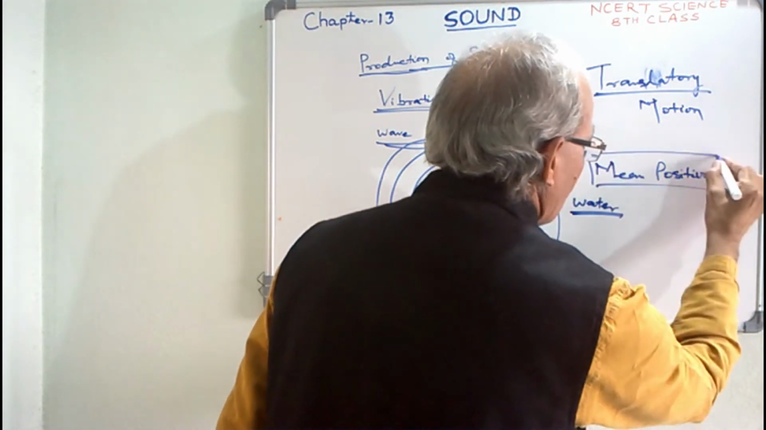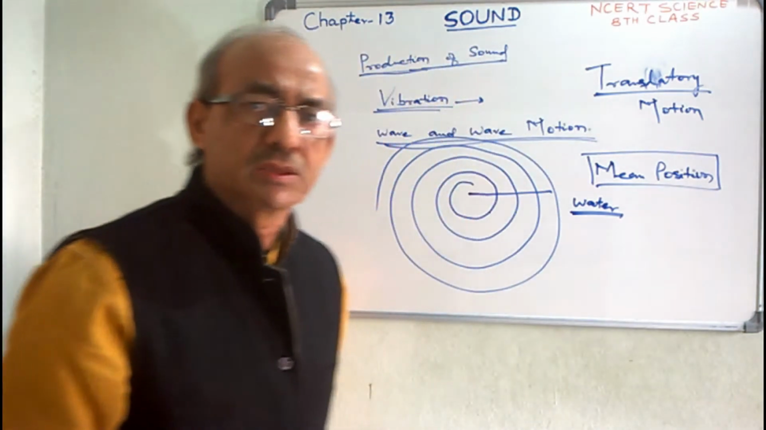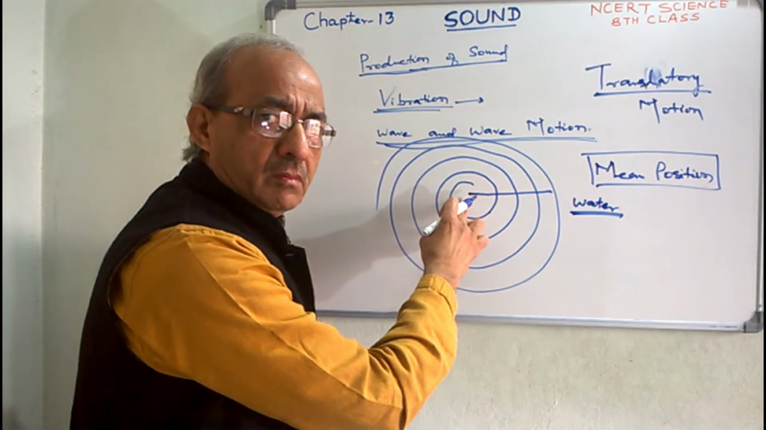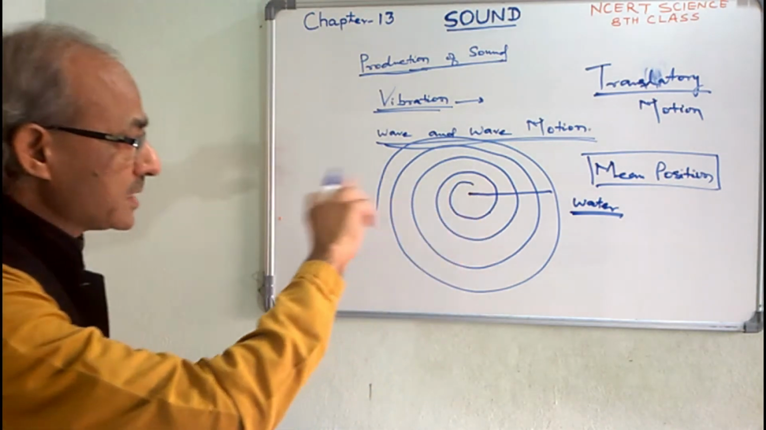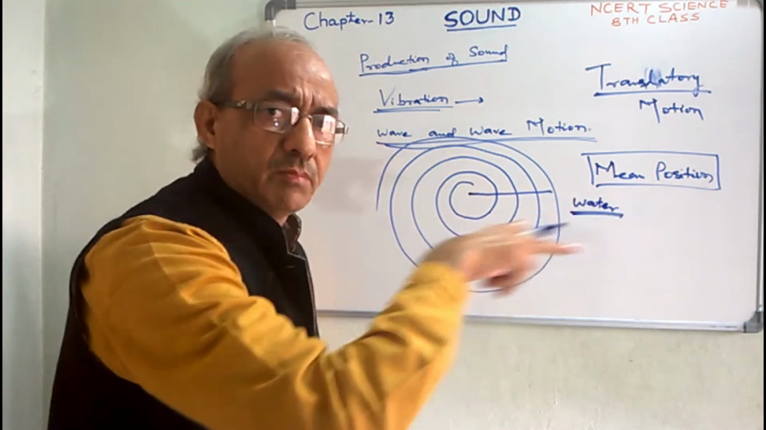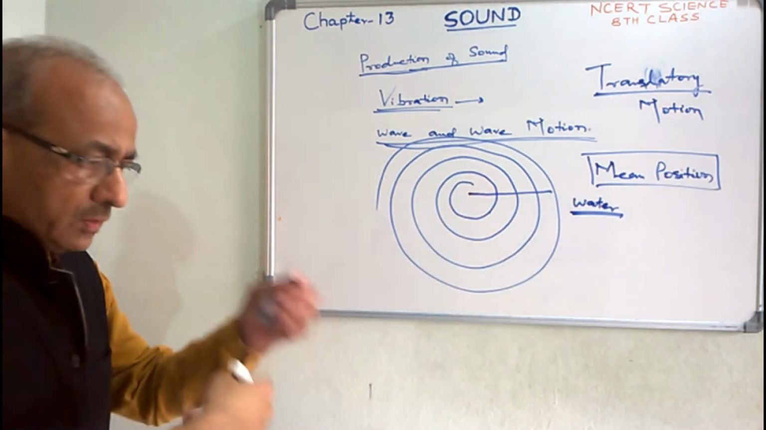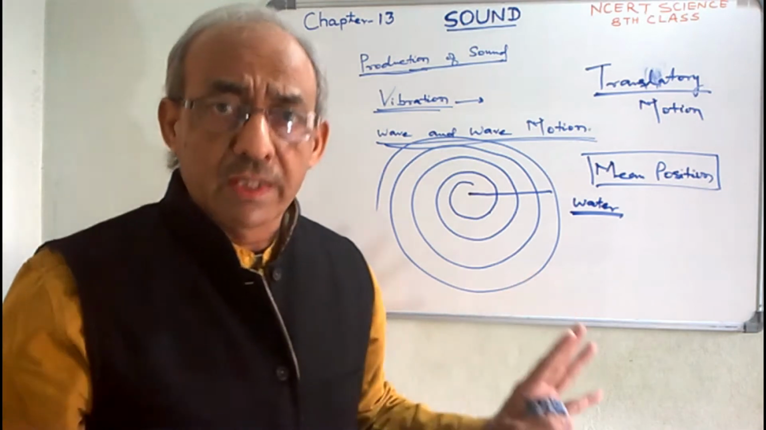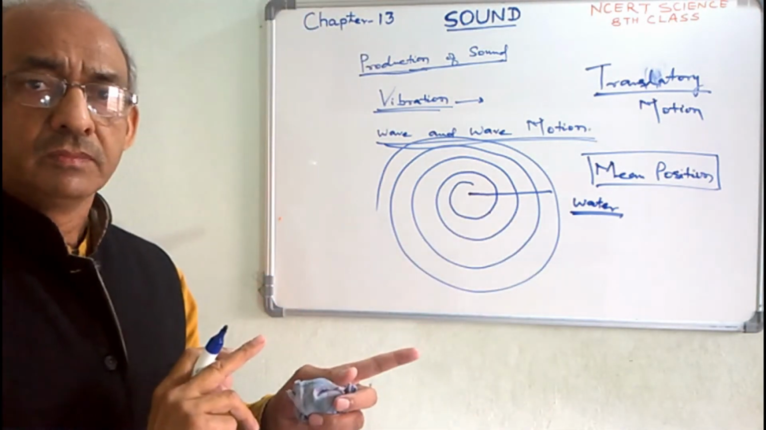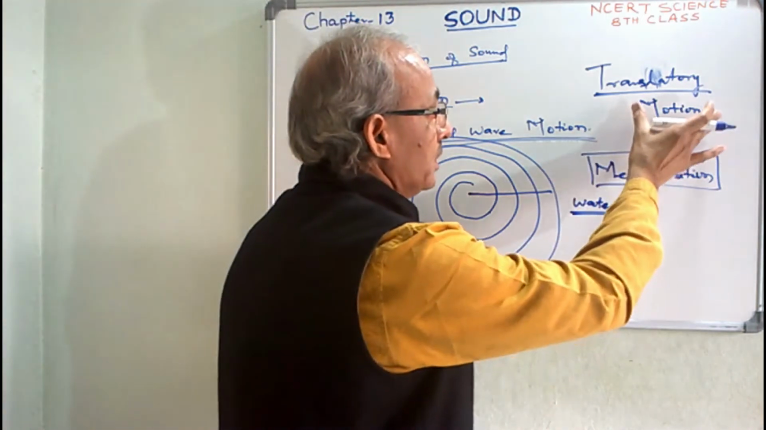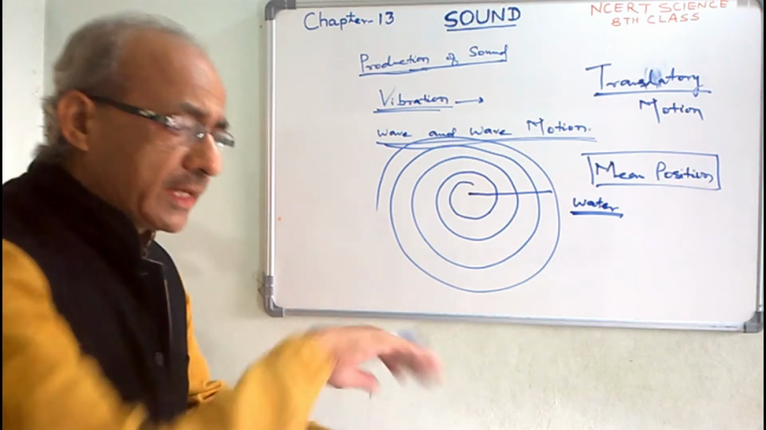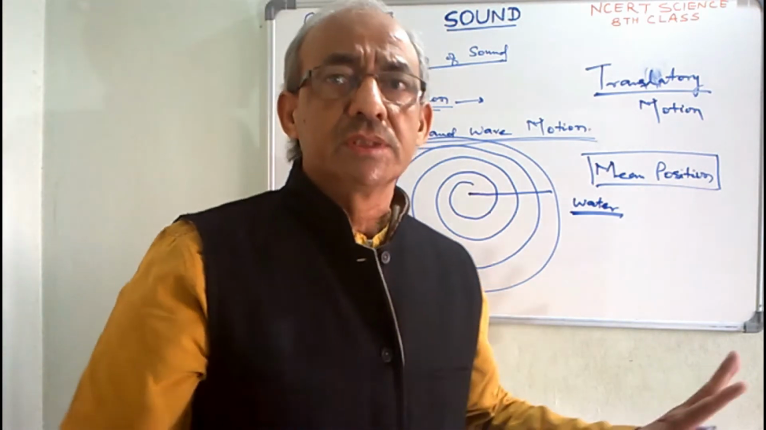Mean position is the normal position of each and every particle of the medium. When disturbance starts, waves are generated and start propagating in all directions, not a certain direction. This is the difference between translatory motion and wave motion. In all directions, the waves start moving.